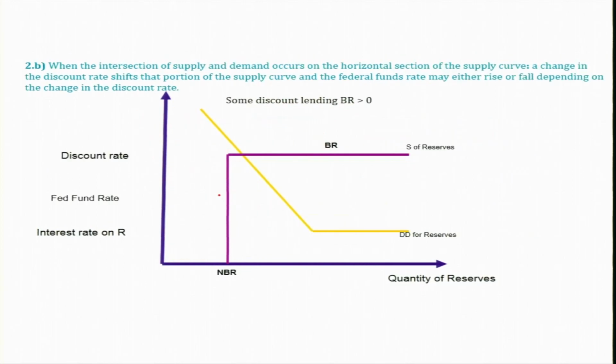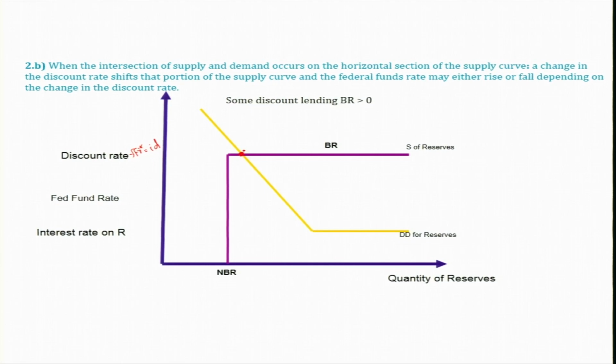So, let us now see another scenario, when the intersection of supply and demand occurs on the horizontal section of the supply curve. Here a change in the discount rate shifts that portion of the supply curve, and the Fed fund rate may either rise or fall depending on the change in the discount rate. So, here the initial equilibrium point is here. You can see that the equilibrium FFR is equal to the discount rate, right.